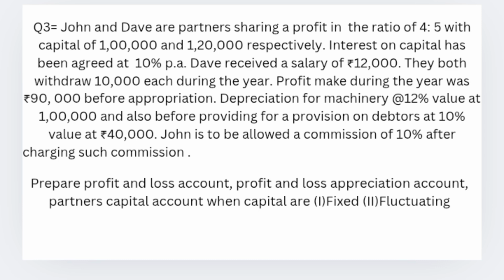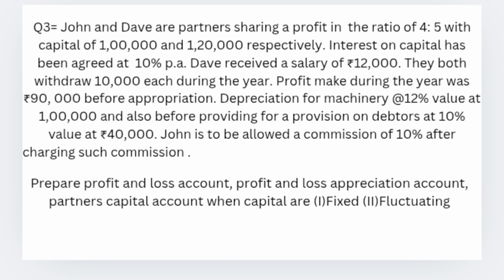John and Dave are partners, sharing profit in the ratio of 4 is to 5, with capital of 1 lakh and 1 lakh 20,000 respectively. So this one will go to the partners capital account. Interest on capital has been agreed at 10% per annum. So this one will go to profit and loss appropriation account and partners capital account. Dave received a salary of 12,000. So this one also will go to the profit and loss appropriation account and current account.